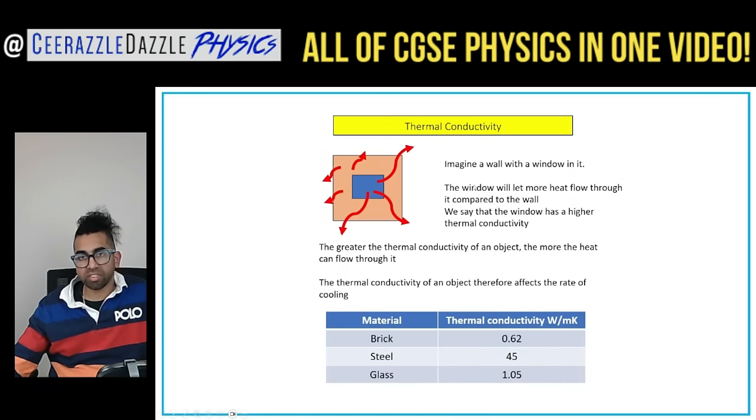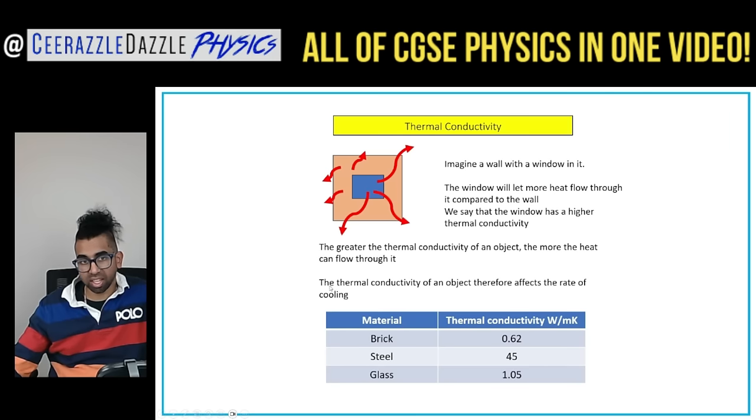Okay, thermal conductivity. So imagine you have a wall with a window in it. First of all, the window will let out more heat through it compared to the wall. Hopefully that makes sense. Look, there are greater arrows coming out of the window, and look, the wall has less of those arrows coming out. We can say that the window has a higher thermal conductivity. Yes, so the greater the thermal conductivity of an object, the more the heat can flow through it.